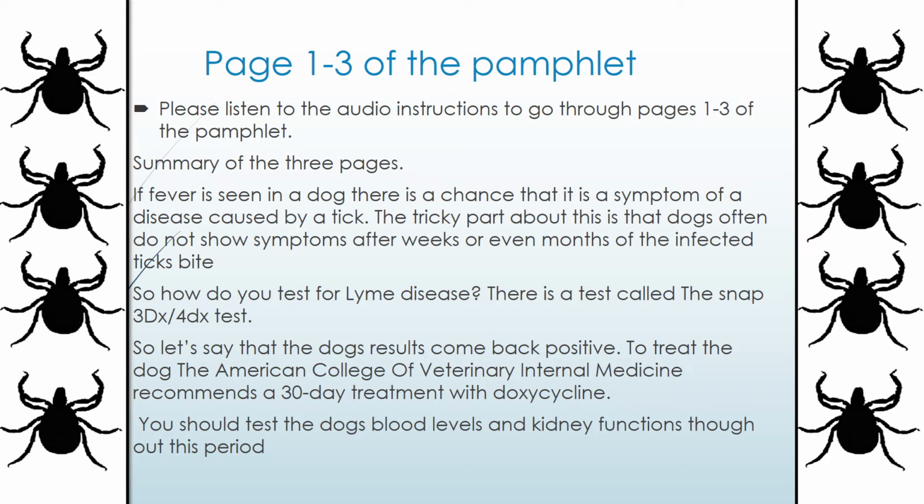So how do you test for Lyme disease? There's a test called the SNAP 3DX/4DX test. It's a great test because it only requires a small amount of blood from the patient and can be done fairly quickly. Most veterinarians send out a sample to labs to be performed, but you may be expected to be able to do this in clinical. Please turn to page 3 of the booklet where you can find step-by-step instructions on how to perform this test.